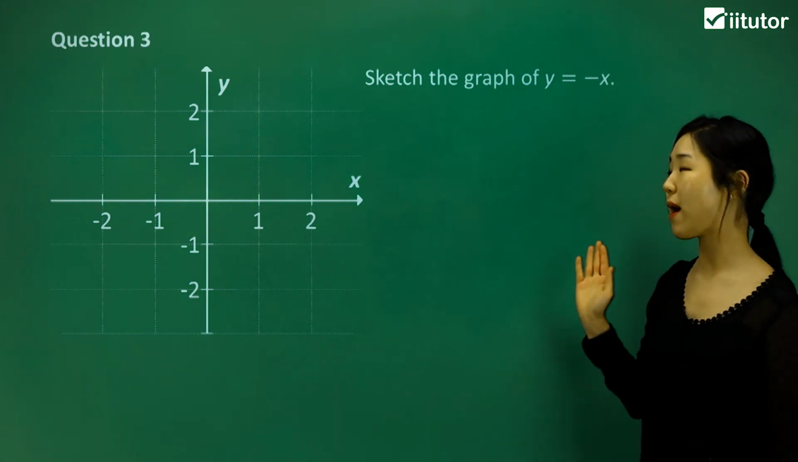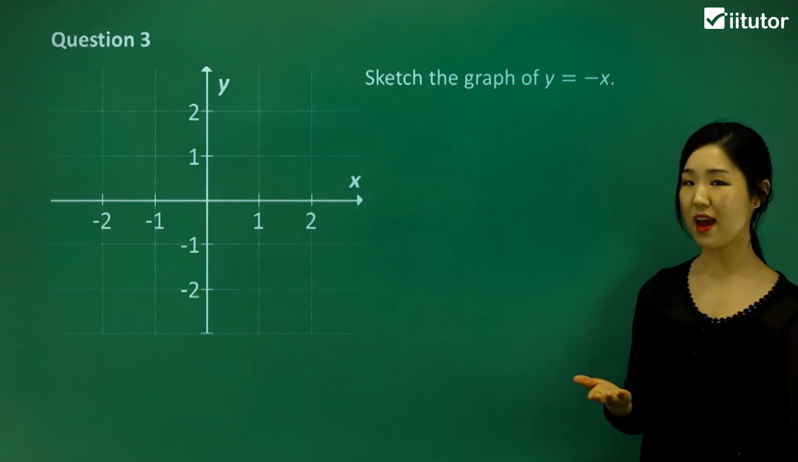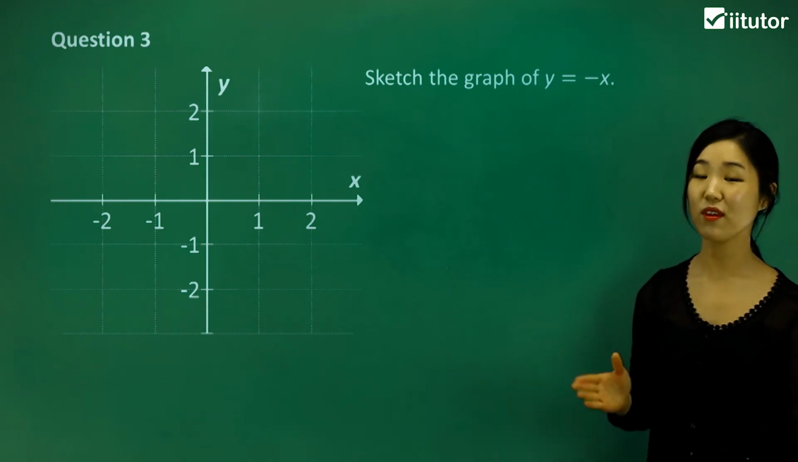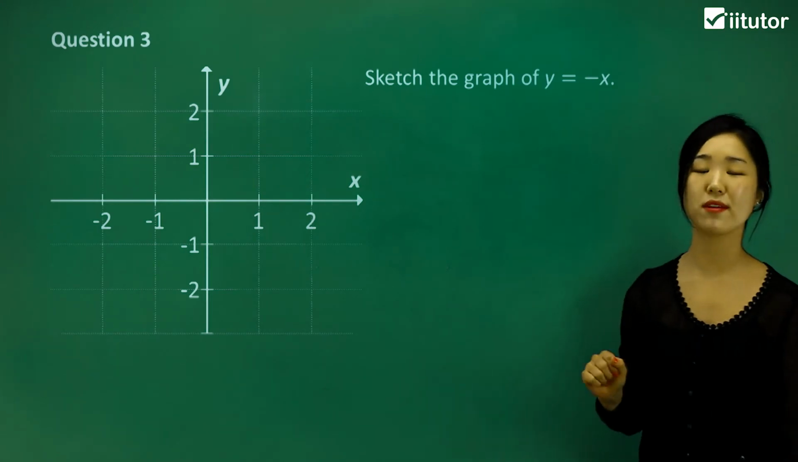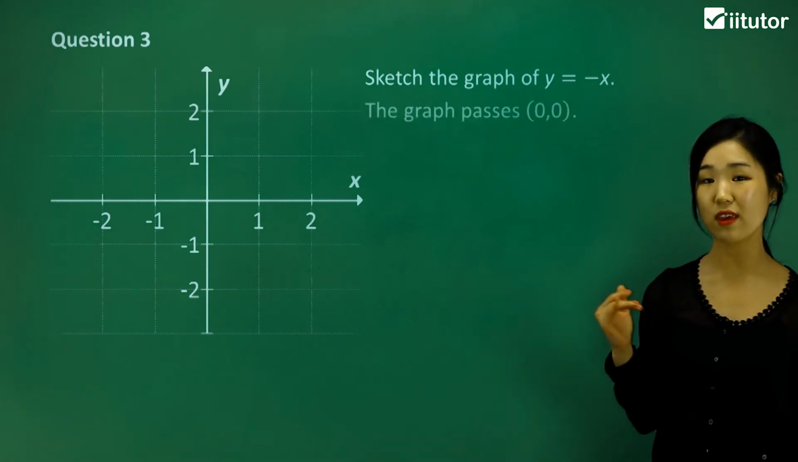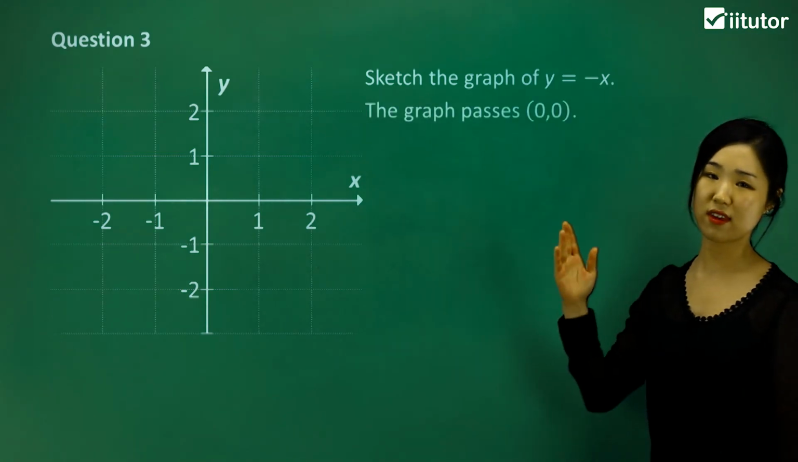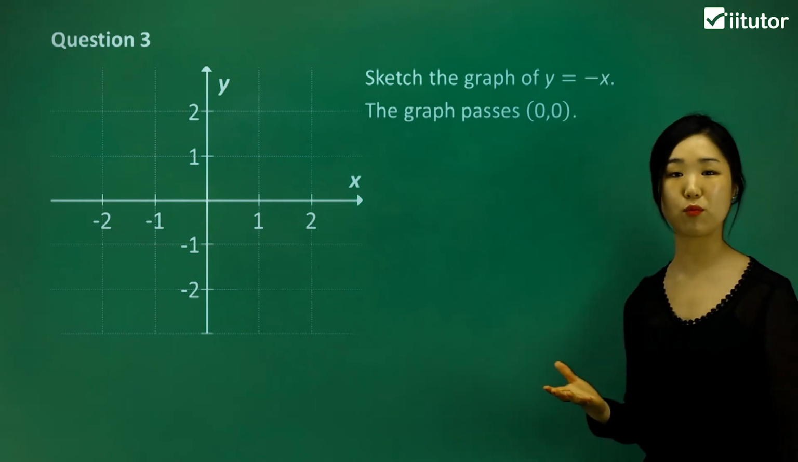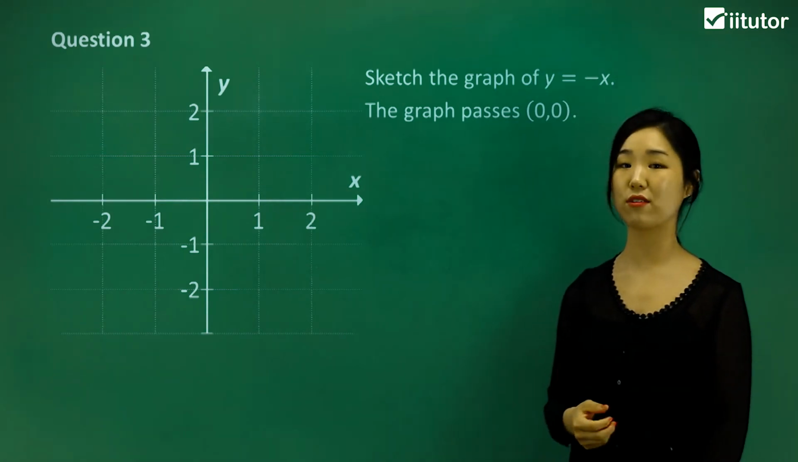This time I want to sketch y equals negative x. Tell me, guys, what is the gradient? The gradient must be negative 1 because this is negative 1x. Now before we do that, we know that the intercepts again should be (0, 0), because when you sub x equals 0, y will be 0, and when you sub y equals 0, x is also 0.